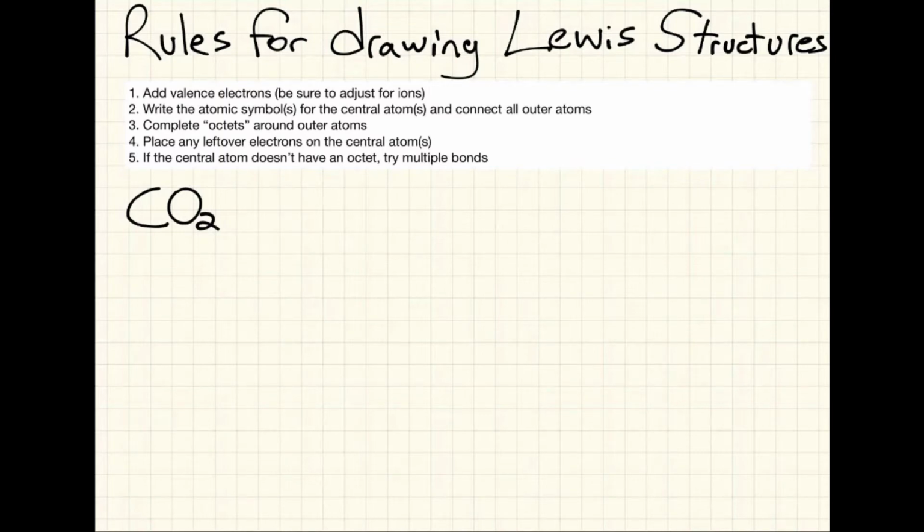First thing you want to do is actually add up the valence electrons that you have, and be sure to adjust the number in case you have any ionic species, because we should be able to handle ions with this process just as well as neutral species. So if I look at this particular structure, I see that I've got a carbon atom.